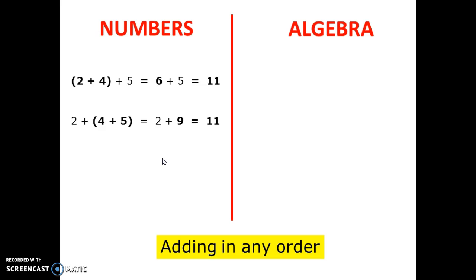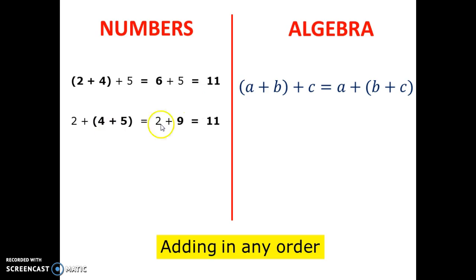So if we have a look at addition, that means where I have the brackets here, let's say if I had a number sentence that just said 2 plus 4 plus 5, it wouldn't matter if I added the 2 and 4 together first, because that would have given me 6 plus 5, which is 11, or if I added the 4 and 5 first to get 9, and I would still end up with the same answer. So it doesn't matter which part of the number sentence I do first.